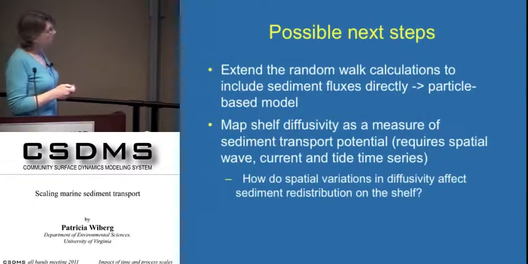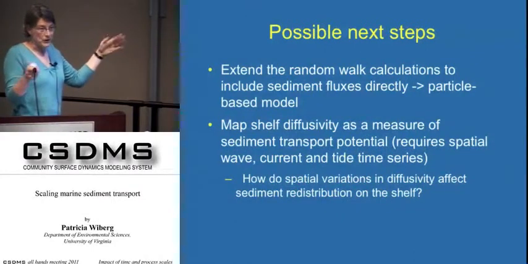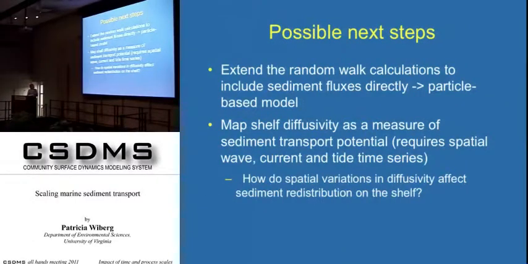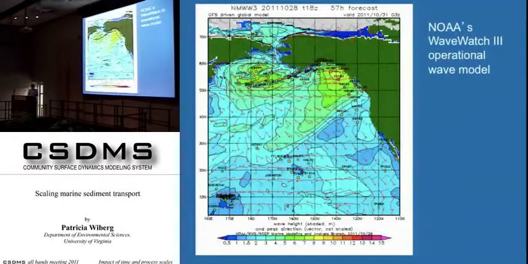Another possible next step would be to, even apart from the morphology, think about what the diffusivity says about transport potential. That requires spatial wave, current, and tidal time series, and that's where I had gotten stuck before, actually getting a good tidal time series. But you could ask some interesting questions about the spatial variations in that and also how those affect sediment redistribution on the shelf.